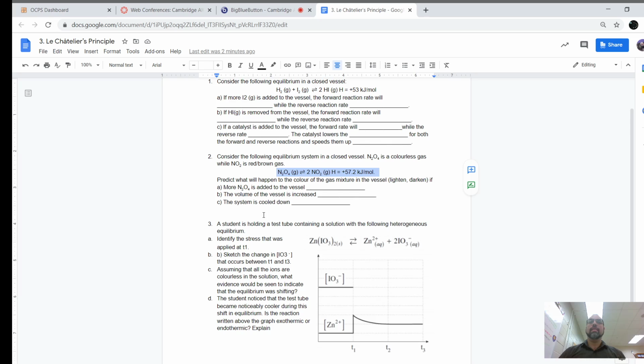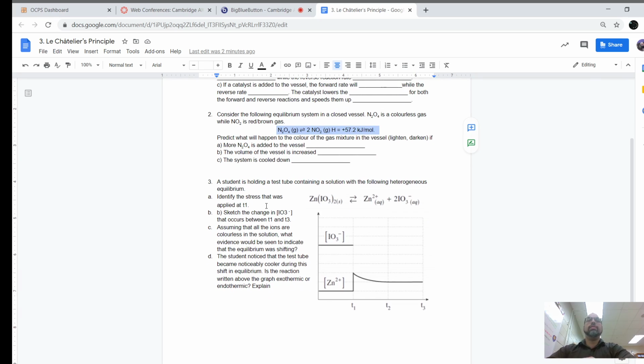Next is question 3. And question 3 was nice enough to go ahead and give us a graph. For question 3, it's saying that a student is holding a test tube containing a solution, and it has zinc iodate in it, and we get zinc ions and iodate ions. And it wants us to identify the stress that's applied at T1.